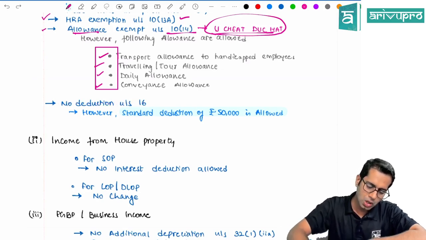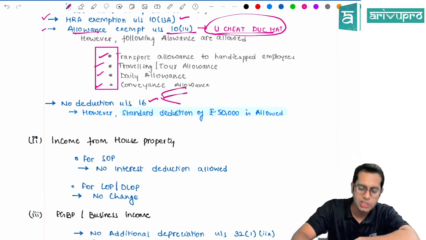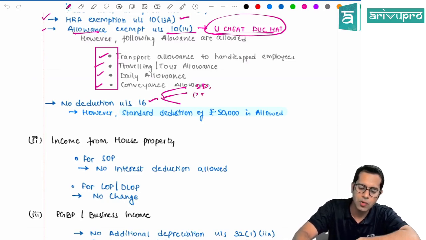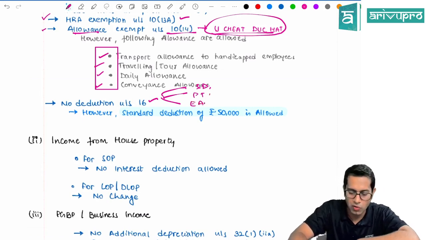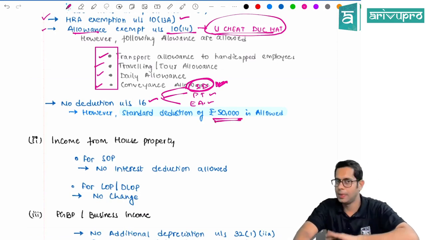No deduction under section 16 will be allowed. Section 16 talks about three deductions: standard deduction, and deduction for professional tax and entertainment allowance. You will not get deduction of professional tax and entertainment allowance. However, you will get the standard deduction. Standard deduction of 50,000 rupees will be allowed.